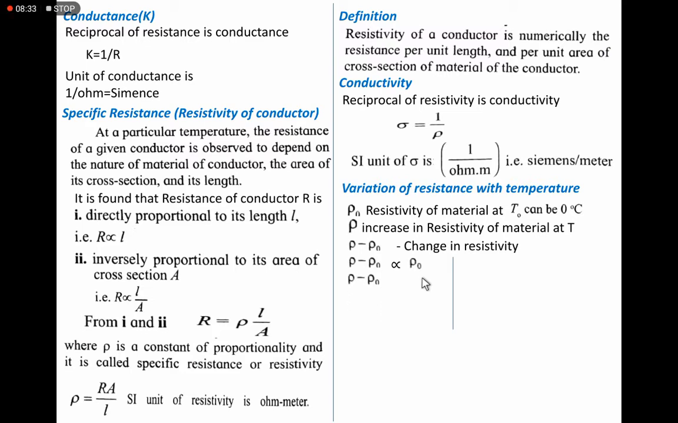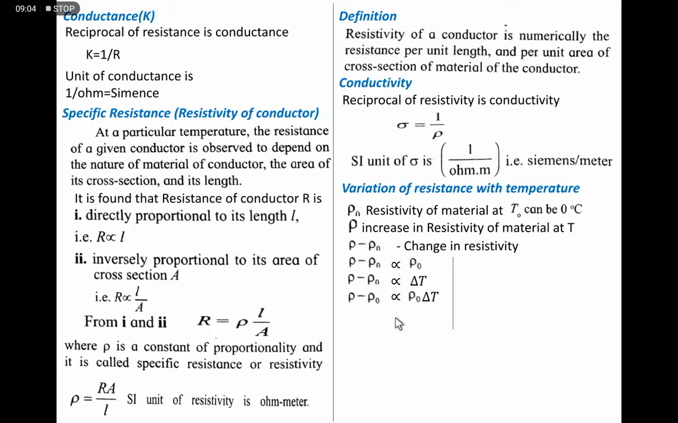Even this change in resistivity is directly proportional to the change in temperature. If the temperature of the conductor changes, this change of temperature is directly proportional to the change in resistivity. So from these two we'll write that the change in resistivity is directly proportional to the original resistivity and the change in temperature.